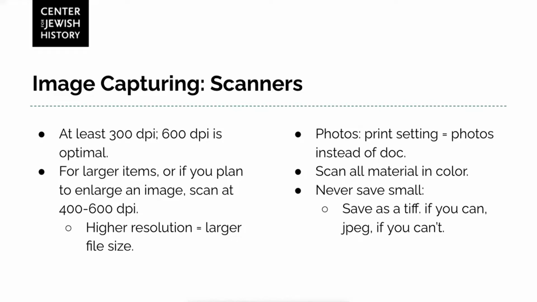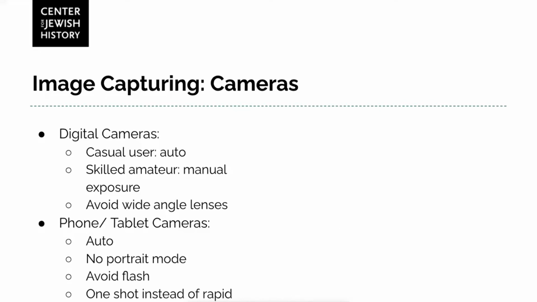So, image capturing with cameras. This section covers digital, phone, and tablet camera settings. If you're a casual or novice camera user, the auto setting on whatever camera you use will work just fine. If you're a skilled amateur or an advanced camera user, using manual exposure is best so you can capture as much raw information as possible. And it will give you more to work with if you plan on doing color corrections or any such edits in post.